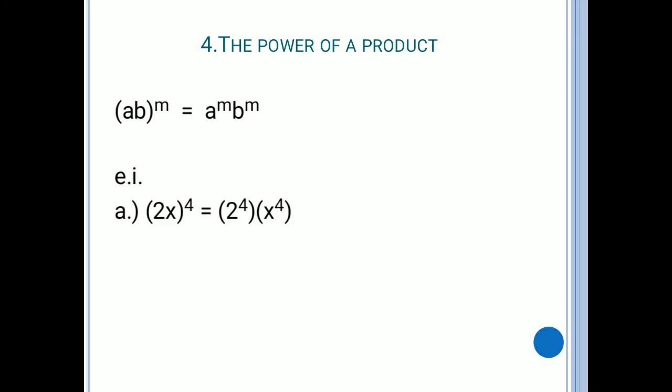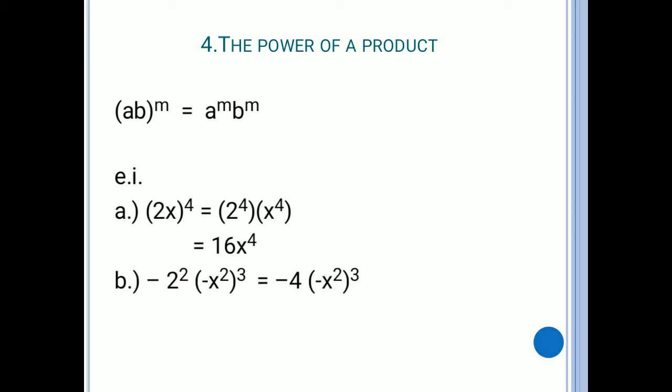So, ito yung mas example. Quantity 2x raised to 4. So, yung 4, distribute natin sa 2 and x. So, 2 raised to 4 multiplied by x raised to 4. So, anong sagot? 2 raised to 4 is equal to 16. And x raised to 4 is equal to x raised to 4. So, our final answer is 16x to the 4th power. So, meron pa ako ditong another example.